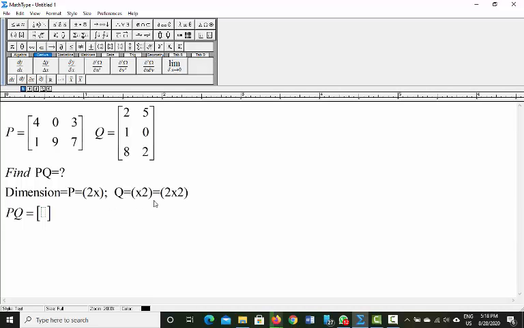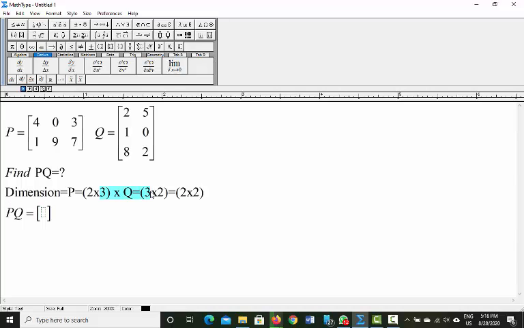So if you multiply P with Q, you will have the resulting matrix, which will be a 2 by 2 matrix, since this one and this one match with each other.